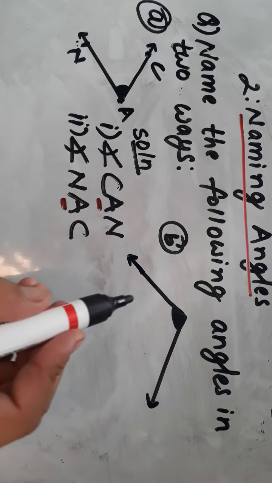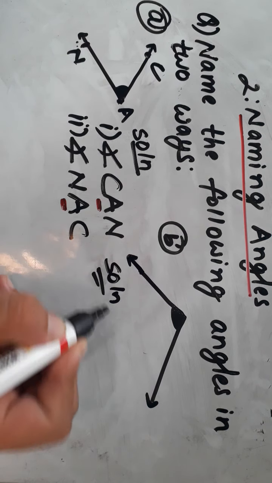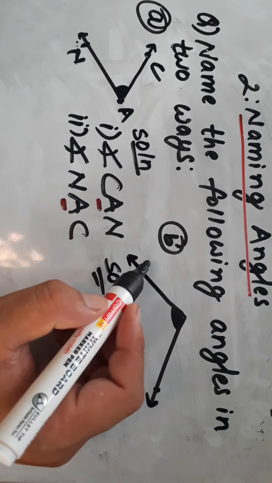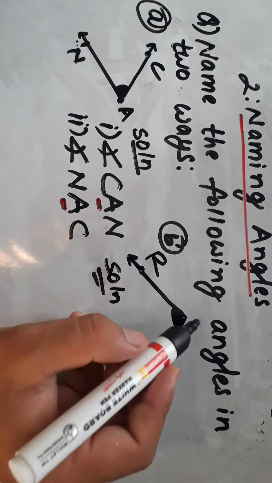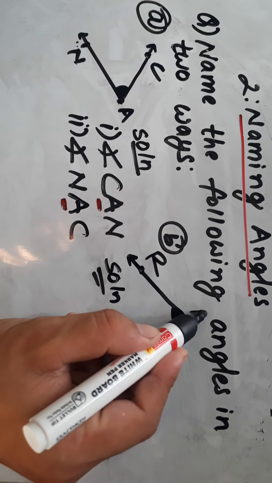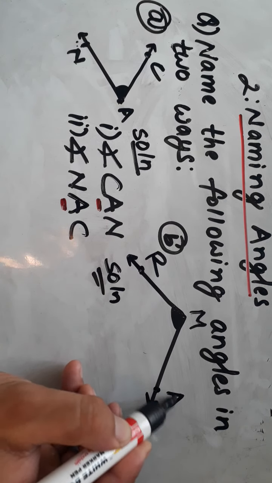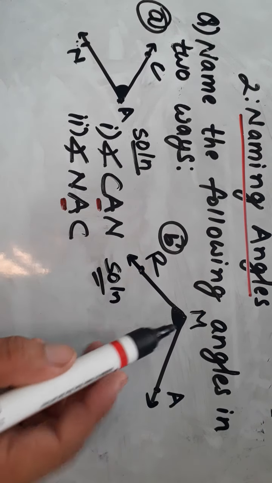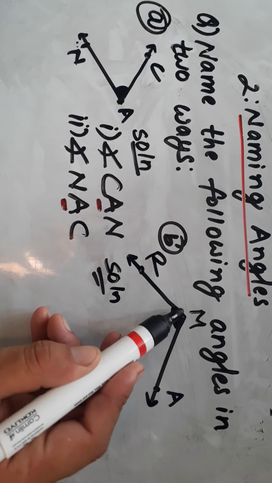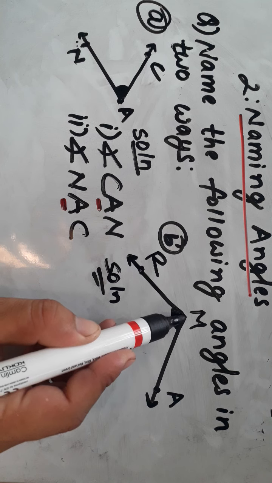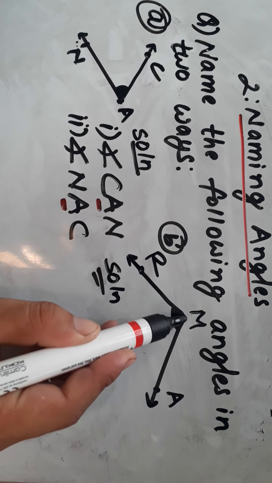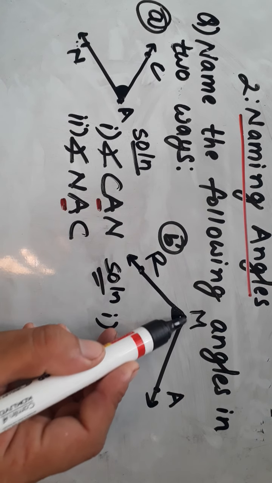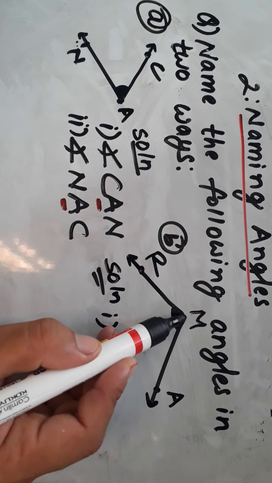Similarly, now let's solve this question. Let's name it R M A. You can see there are two arms. One is RM and another arm is AM. They have met at point M, so M is the vertex. The vertex must always lie in the middle while naming the angle.